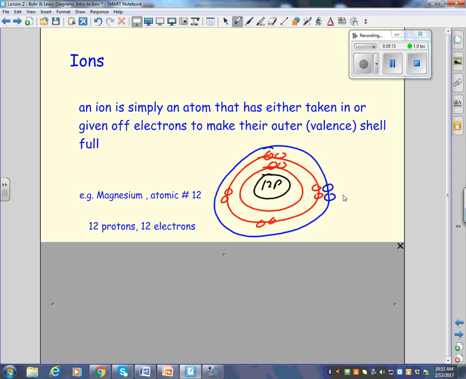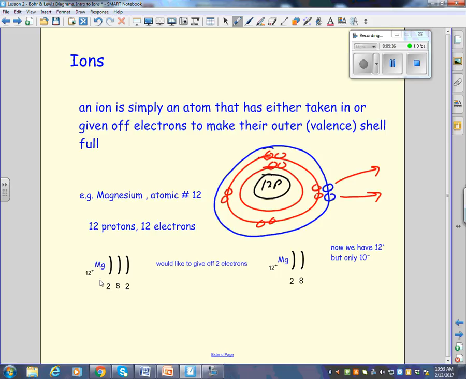Now, it's easier to give 2 away than it is to bring in 6, for reasons that I won't go into. It's just simpler. So these 2 electrons would like to go away. And then which one becomes the outer shell? This red one full of 8, and it would be full, right? And I've kind of got that down here, and I drew it with shell diagrams. So Mg is a 12.